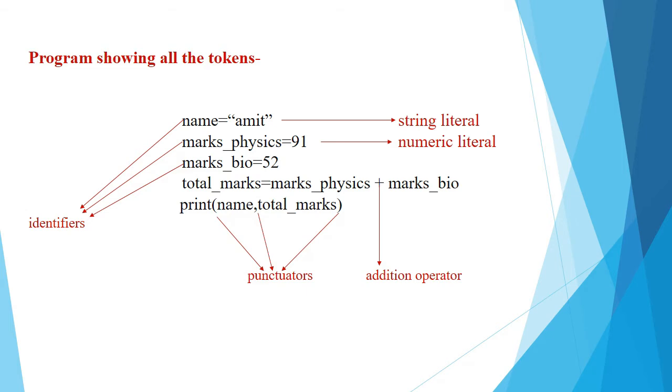Okay, next are the identifiers and the addition operator. Here you can see that name, marks_physics and marks_bio are the identifier names, and the plus symbol is the addition operator, which triggers the addition operation here. Also, you can say that the addition operator here is a binary operator because it is applied to two operands, that is marks_physics and marks_bio.